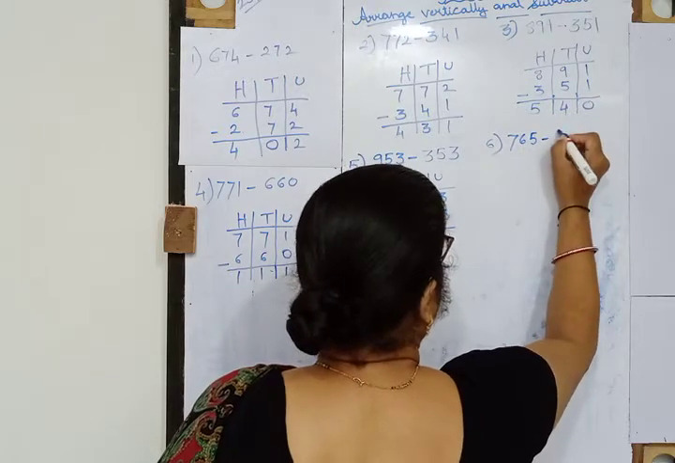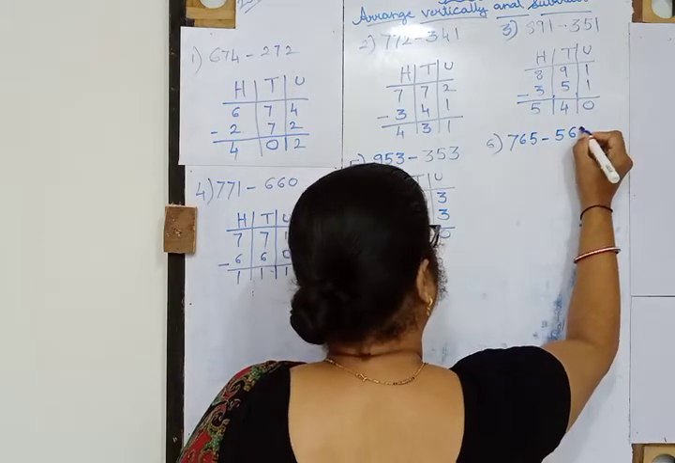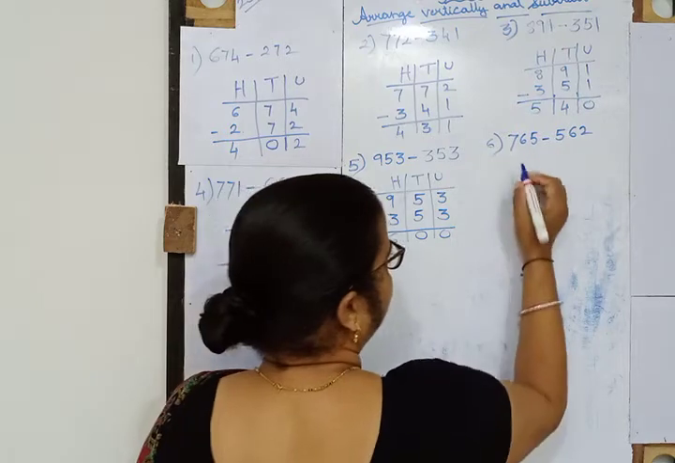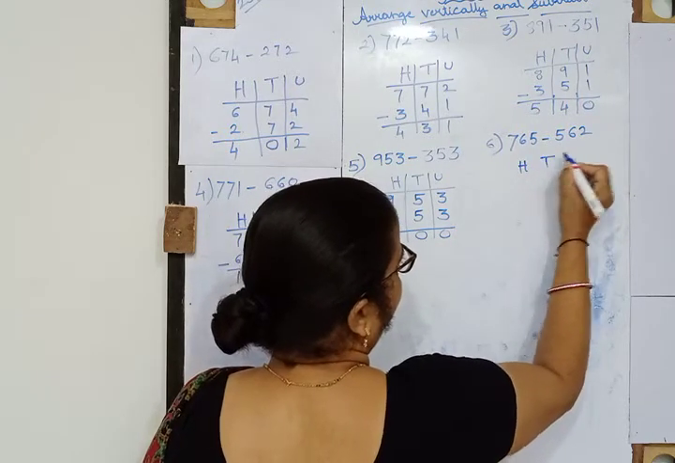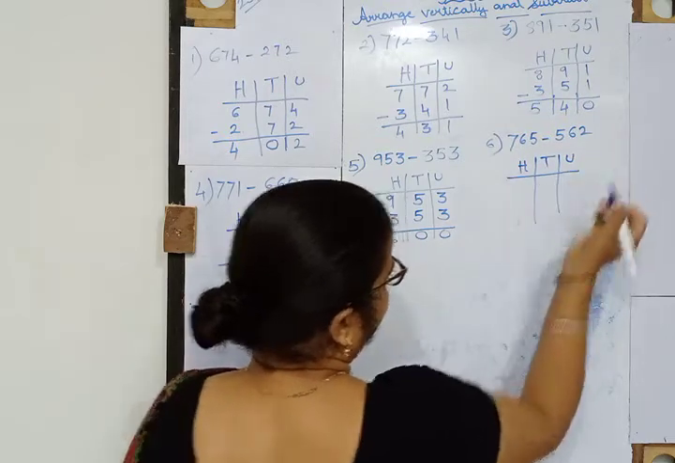765 minus 562. So students, arrange these in vertical columns. So write here HTU, hundreds, tens, units.